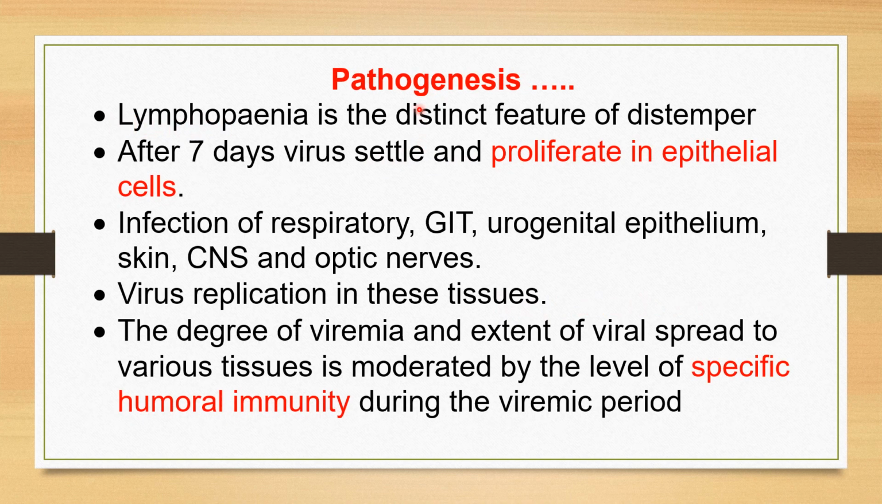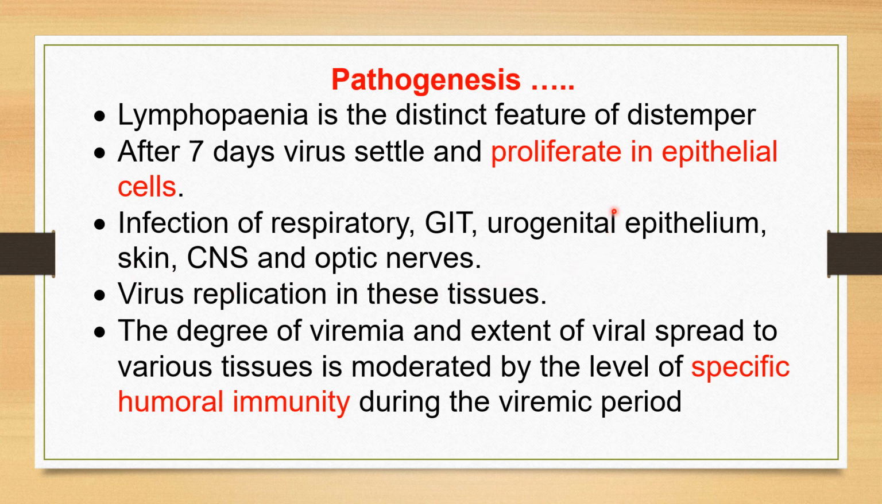We continue here the pathogenesis part. Lymphopenia is the distinct feature of the distemper, but it is not always characteristic. About after 7 days, the virus settles and proliferates in epithelial cells because this virus has tropism for the epithelial cells. There is infection of respiratory tract, gastrointestinal tract, urogenital epithelium, skin, central nervous system and optic nerves.